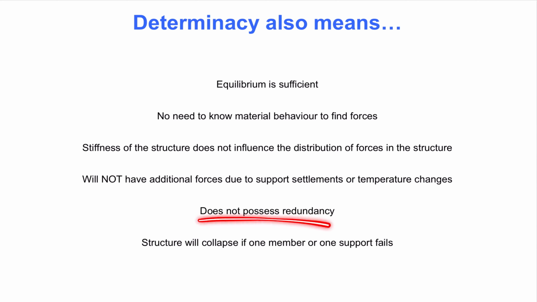On the downside, a determinate structure does not possess redundancy. That means that the structure will collapse if one member or one support is taken away. Informally speaking, some architects and engineers will prefer the relaxed nature of determinate structures, which never develop additional forces. Conversely, some engineers will prefer indeterminate structures because they possess redundancy and may therefore be safer if extreme loads occur.